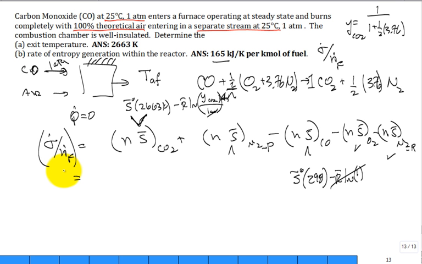How do you know that the pressure of the exit air is 1 atmosphere? Well, if it doesn't say anything, there's nothing to increase the pressure. It's just a combustion chamber, so 1 atm. I guess you have to assume it.